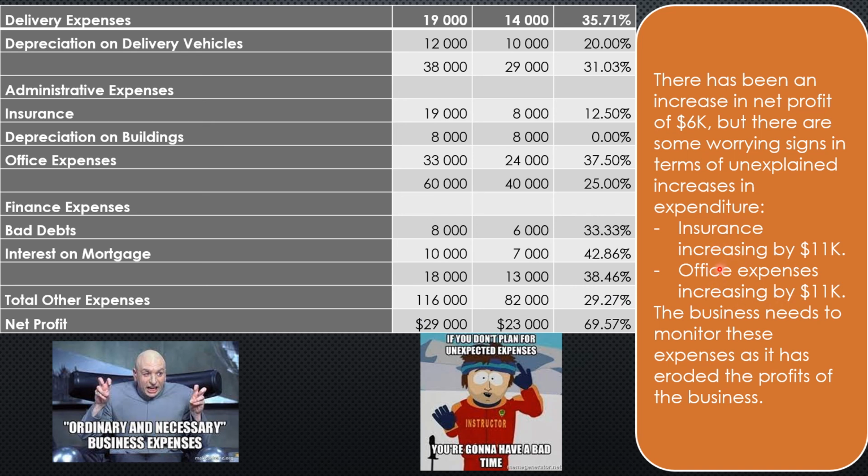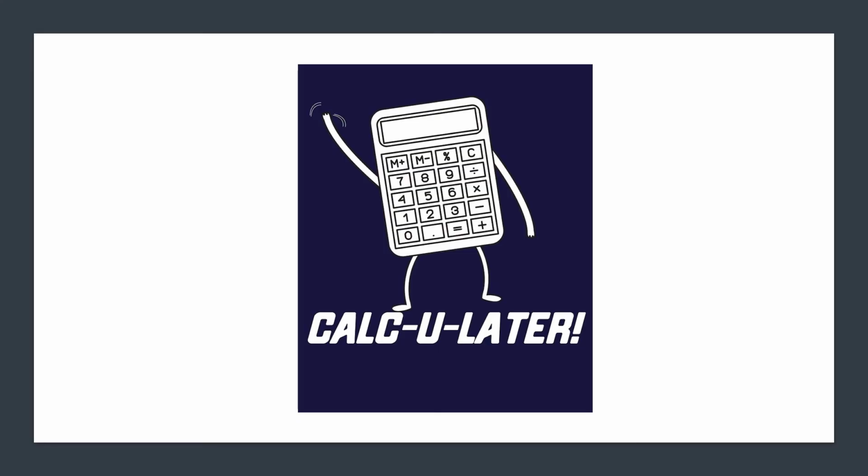So in summary, the business needs to monitor these expenses as they've eroded the profits of the business. So therefore, that has again given rise to a cash flow issue. So this ends the vodcast on financial analysis and the relationship between a number of key accounts in the statement of profit and loss, or the statement of financial position. Our next vodcast is going to be looking at how to analyze key financial indicators for the business.